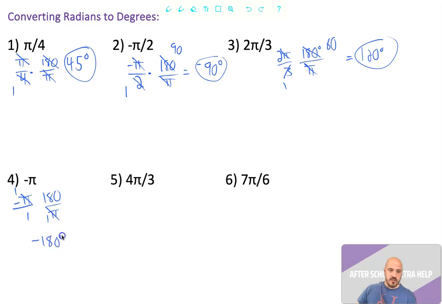Negative 180 degrees. And if you've played any of those Tony Hawk skateboarding games, a lot of times you get points for doing half a turn, right? That's 180. Another helpful way to memorize things in the beginning, if you're a gamer.